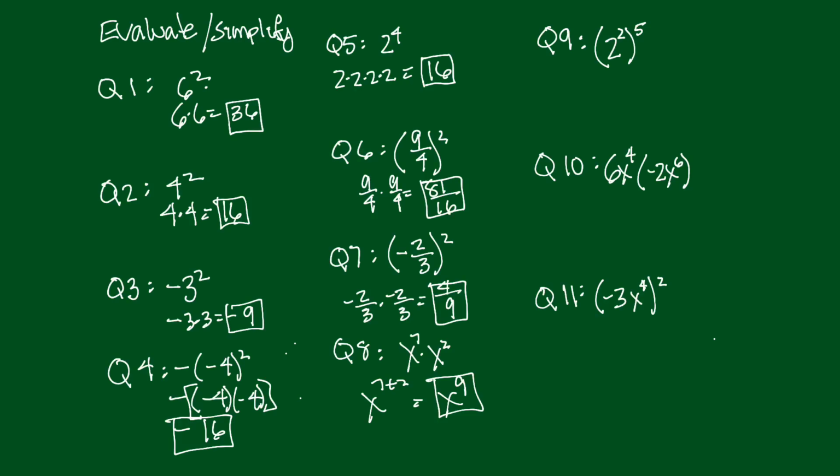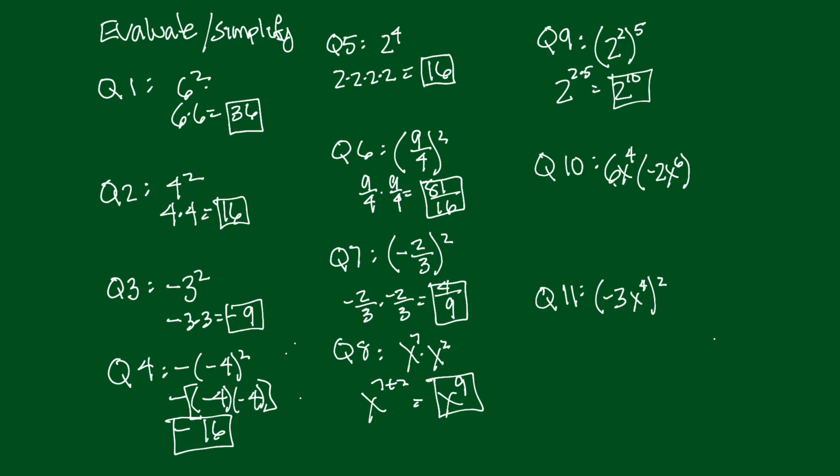Now, in question 9, this is 2 squared to the 5th. So what I'm going to do here is I see that I have a power. Now, what operation is directly below power? It's multiplication. So I'm going to multiply these exponents. So I'm going to get 2 to the 2 times 5, which is 2 to the 10th. And I'm going to leave it like that. That's too big to actually multiply out.